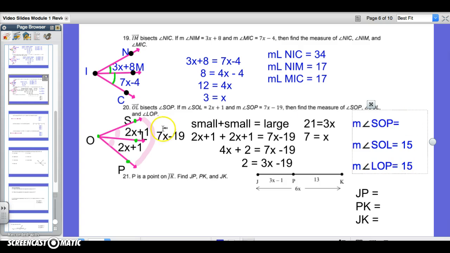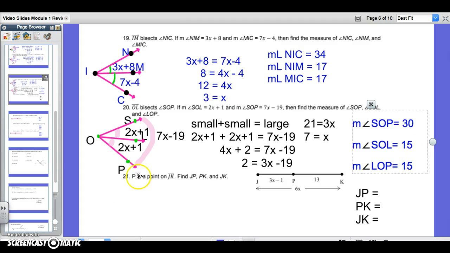Then the measurement of SOP, I could plug it into this expression that they gave us. So 7 times 7 is 49, and 49 minus 19 is 30. And this is great because 15 plus 15 is also 30. So we have that result as well. And that's it for that question.